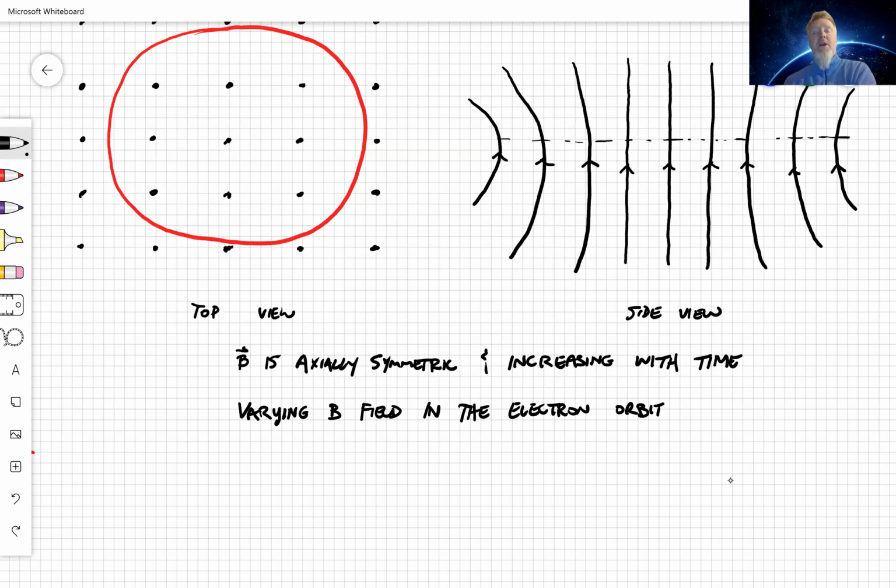So which direction, because I know the magnetic field's coming out of the page, which direction should the electron be circulating based on the direction of this magnetic field? That's the question.